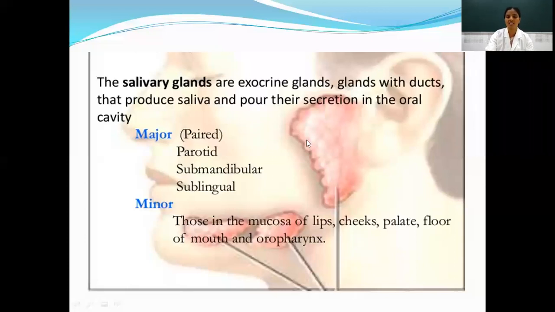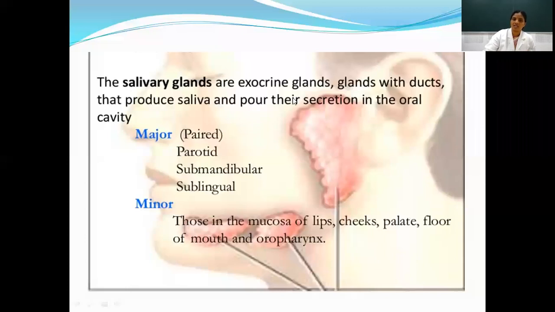I see minor salivary glands, those are present in the mucosa of lips, cheeks, palate, means soft palate, and floor of the mouth, and oropharynx. So these are the smaller amount, they are providing the saliva. But the major portion of the saliva is derived from the major salivary glands. These are the three paired salivary glands.